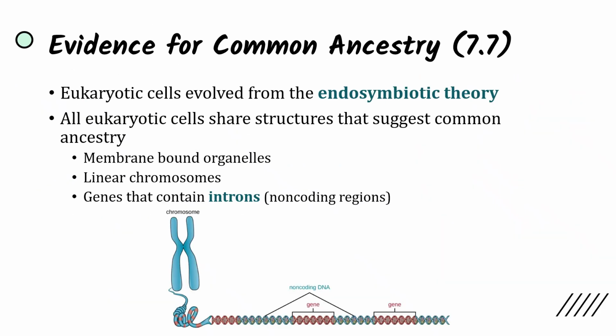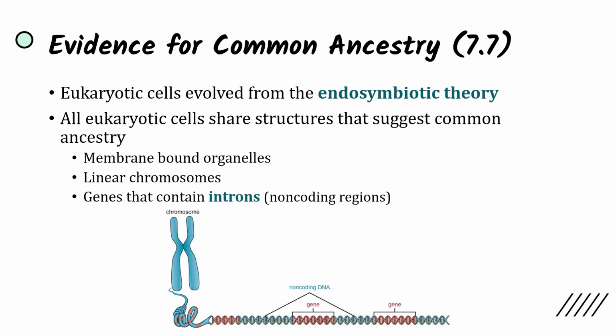And so now when we look at evidence for common ancestry, we can talk first of all about eukaryotic cells evolving from the endosymbiotic theory, where prokaryotes were taken up by an ancestral prokaryote and those prokaryotes, such as the mitochondria and chloroplast, eventually became organelles within the eukaryotic cell.